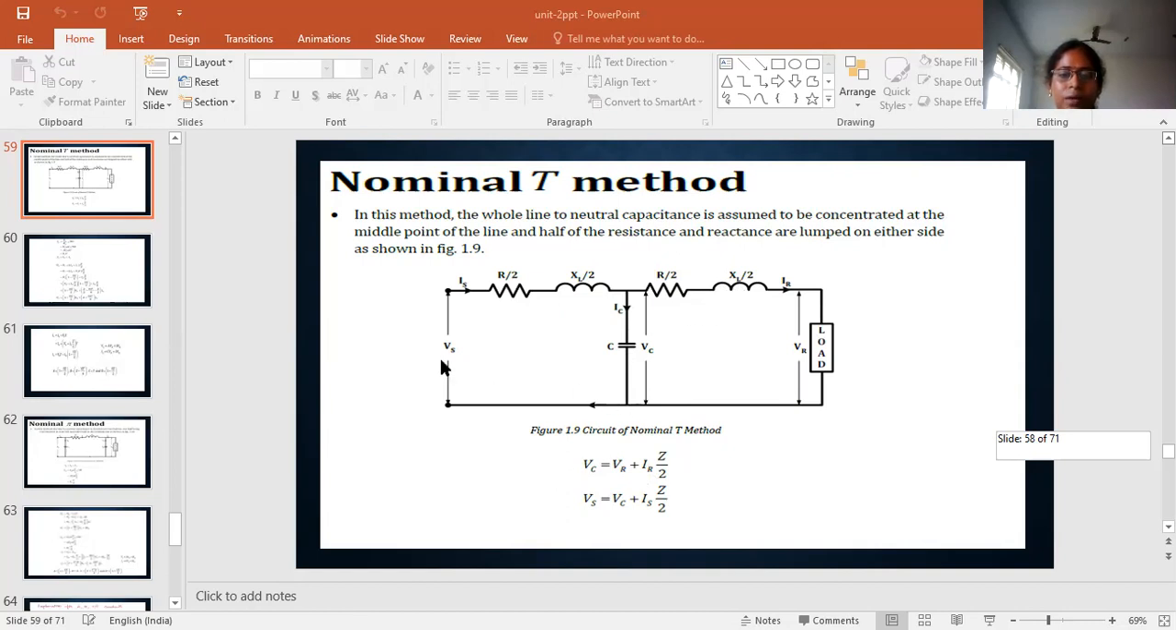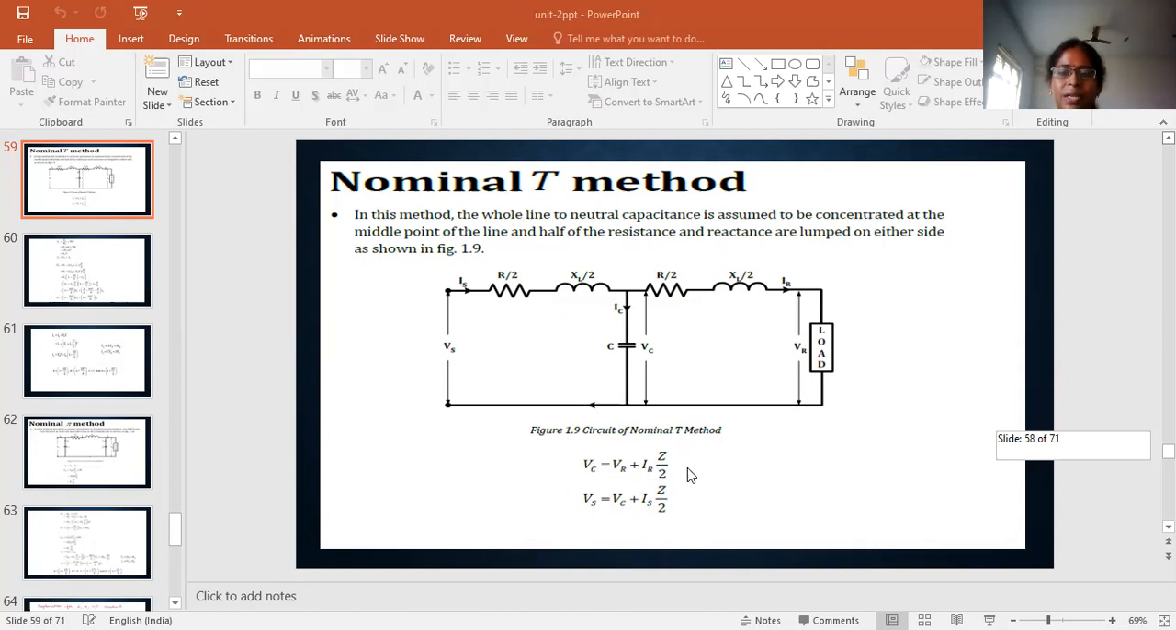And Vs equal to, at that point Vc voltage is there. So to the Vc voltage, adding the drop that occurs in the transmission line, we can get the value for Vs. So Vs equal to Vc plus Is. Here in the transmission line the flowing current is Is, so for the drop we take the current Is into Z by 2. So Vs equal to Vc plus Is into Z by 2.